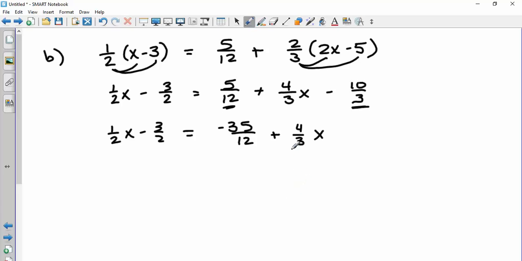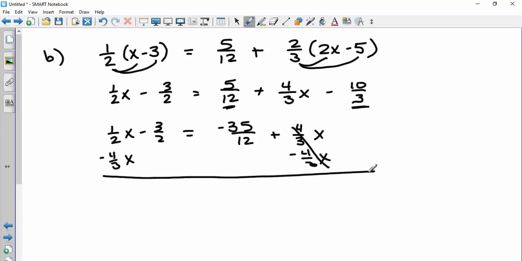Okay, I need my x's on one side, so I'm going to subtract over this 4/3 x. So 1/2 minus 4/3. What do you get? Okay, add over my 3/2. -35 over 12 plus 3/2. -17/12.